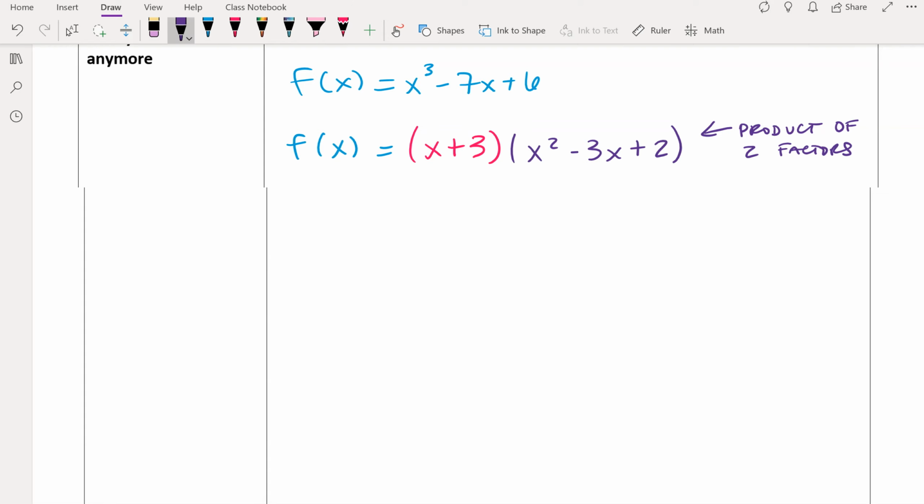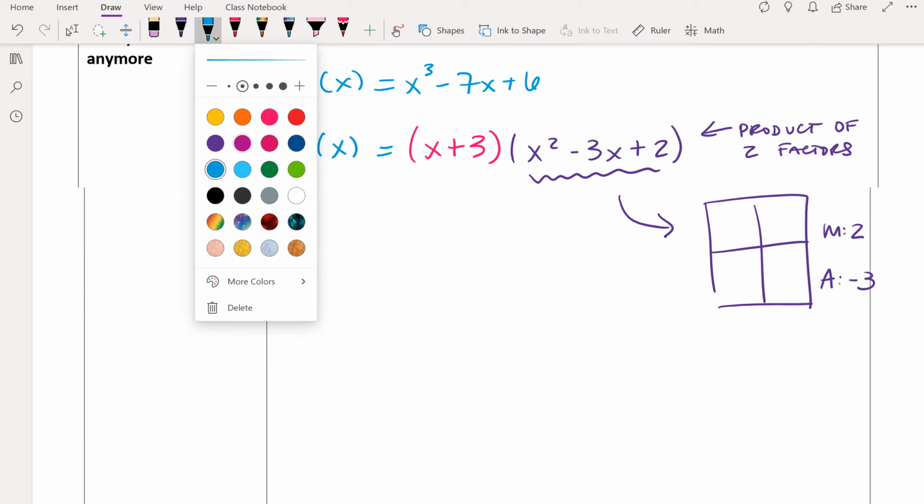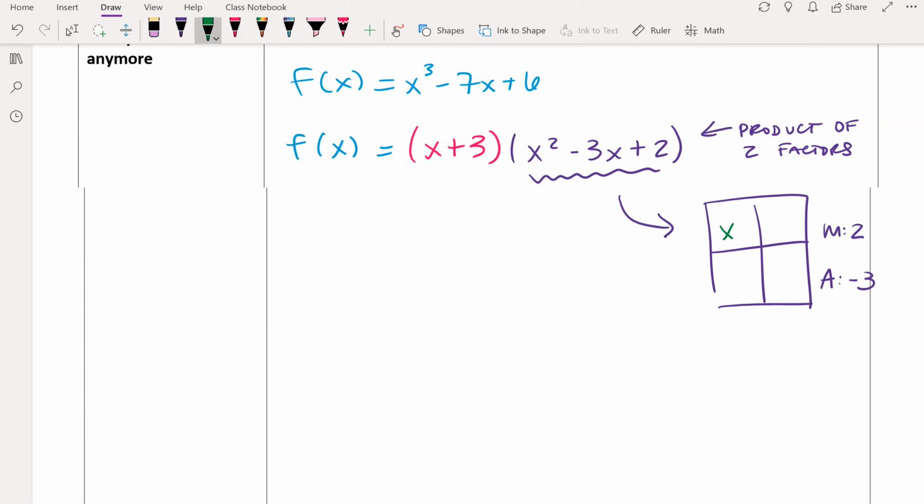We're going to use the box to factor that. So I'm going to bring that over here. We need to multiply to 2, and we need to add to negative 3. Let's go ahead and put our x squared here, our positive 2 here. What multiplies to 2 and adds to negative 3? That would be negative 2, and then throw an x on that, and negative 1. That multiplies to positive 2, adds to negative 3. Sweet.